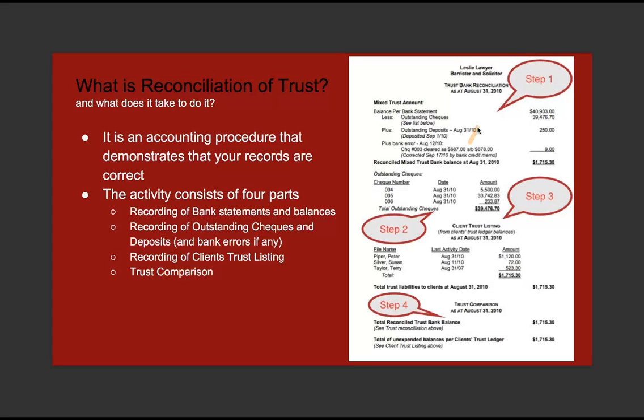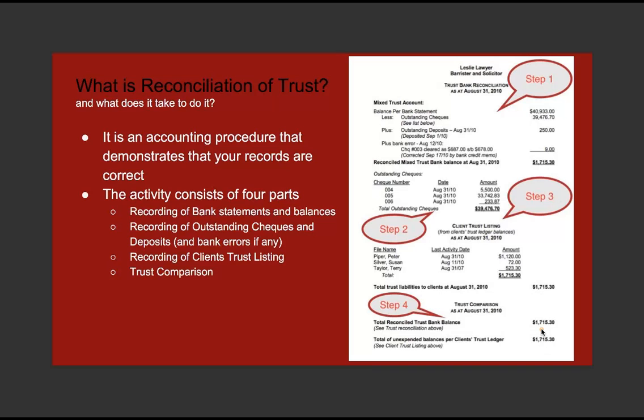So again, to summarize, step 1 is you calculate purely with respect to the bank. Step 2, you list all your outstanding checks, again a bank activity. So far, you have not done anything in the software. This is what you have maintained with respect to the trust listing. And step 4, the trust listing that you have here and what the bank is telling you have to match. That's reconciliation.